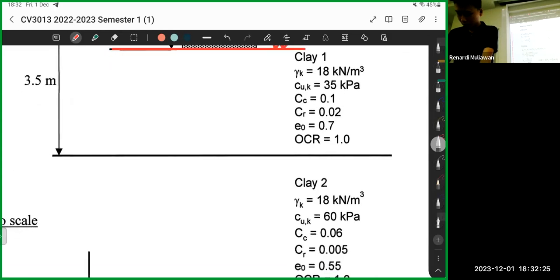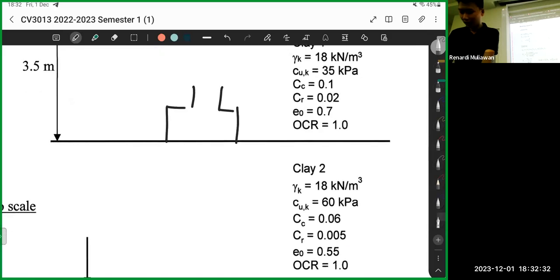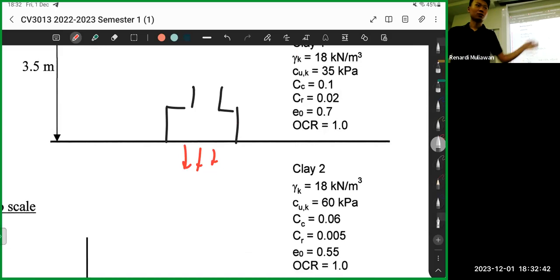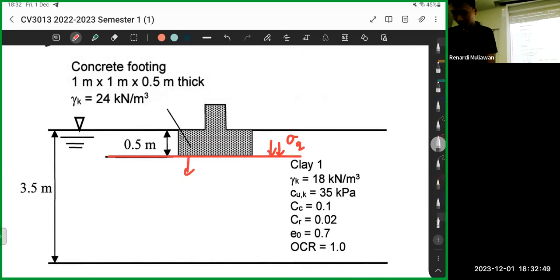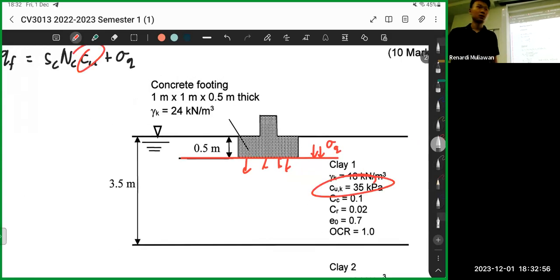Somebody asked just now if there's a foundation this way, right? The logic is like your foundation will transmit the load where. If you have a foundation here, then it will transmit the load to clay 2. So you will use the cu of clay 2. But in this case, our foundation is transmitting the load at clay 1. So later, you will use the cu of clay 1. So that's the logic behind.